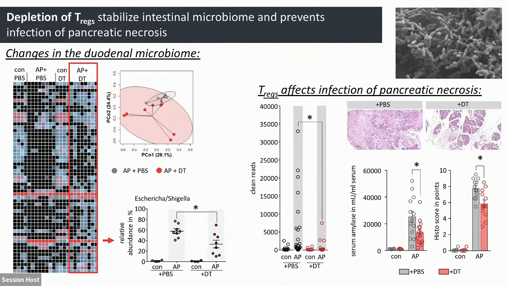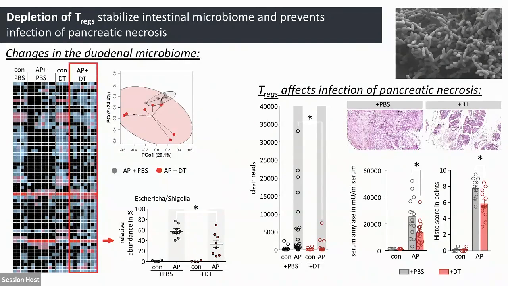And we look in the pancreas of these mice, and first we check if we have infected necrosis in the wild type mice, and we see we have significantly more infected necrosis in animals under the PBS treatment than under the diphtheria treatment. And this means that regulatory T cells destabilize the gut barrier function and therefore allow the migration of microbiota into the pancreas. And also the disease severity, marked on the histology score as well as on serum amylase, is decreased in animals which have no regulatory T cells anymore.